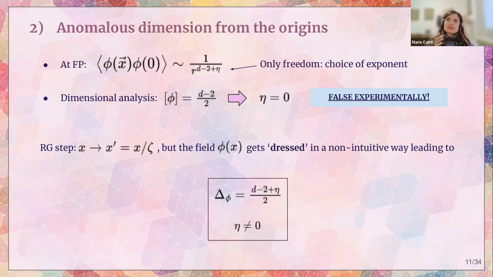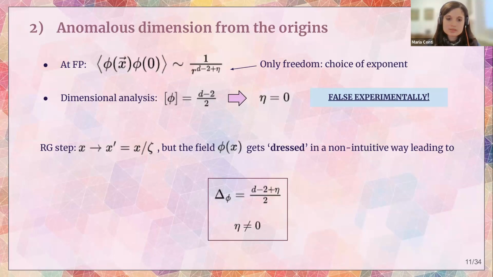The point is that maybe we have been a bit naive with the RG, because you could just say, well, an RG step is an easy thing to do. You just start from x coordinates and land on x prime coordinates, which are defined as x over that famous number zeta, okay? But the point is that, well, this is true. This is what happens to the coordinates when you perform an RG step.